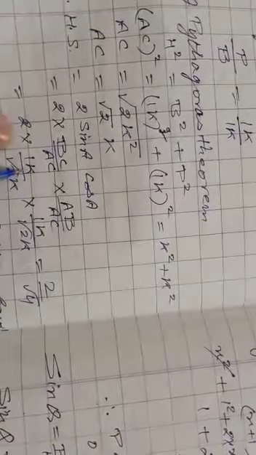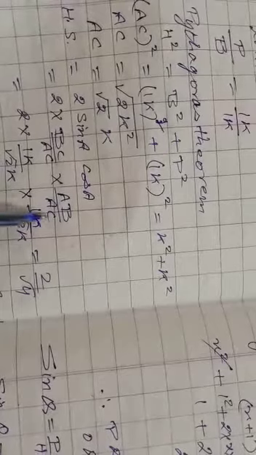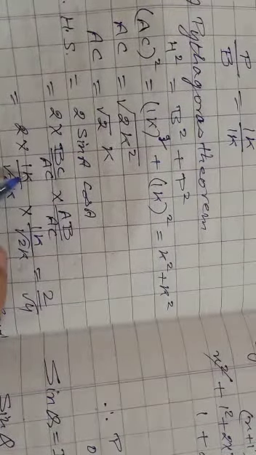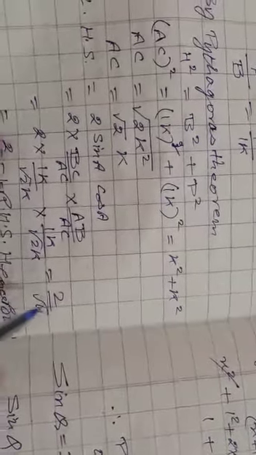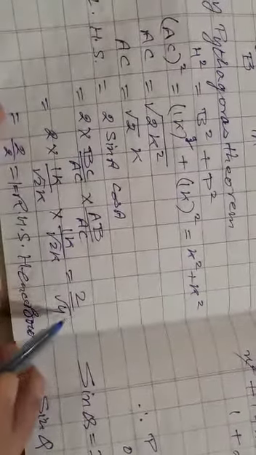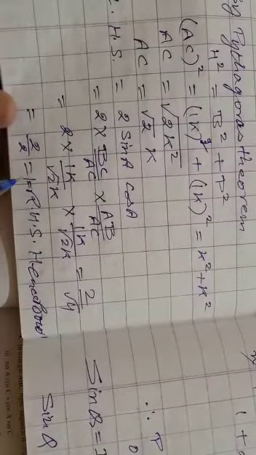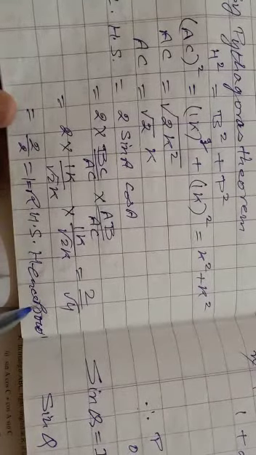Now we write 2 into value of BC 1k, value of AC root 2k, multiply value of AB 1k, value of AC root 2k. Now k cancel out. We get 2 upon root 4. 2 upon root 4 means 2 upon 2, that is 1. Right hand side 1. Hence proved. This is your verification.